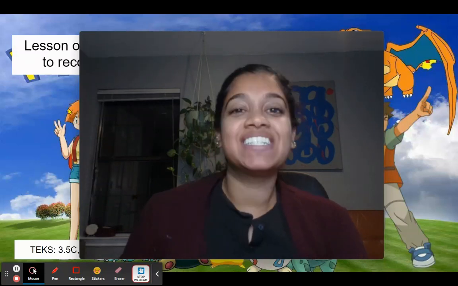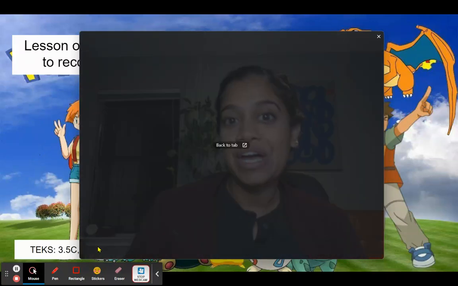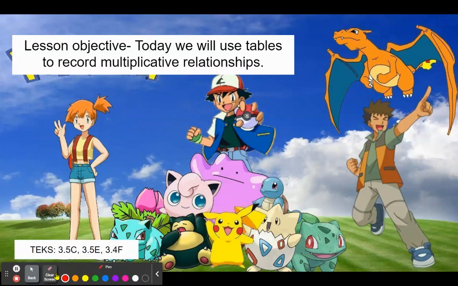Let's go ahead and jump into today's lesson by looking at our lesson objective. So, today we will use tables to record multiplicative relationships. The TEKS we're going to be focusing on today are 3.5C, 3.5E, and 3.4F.